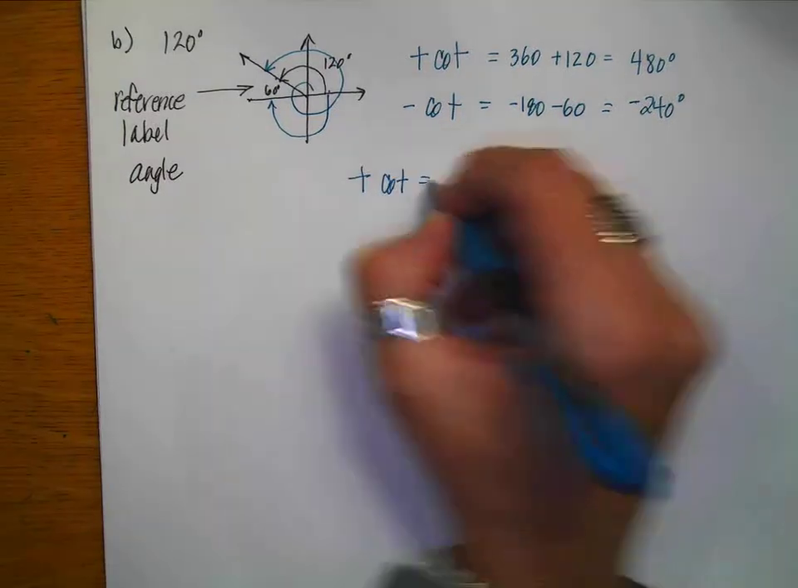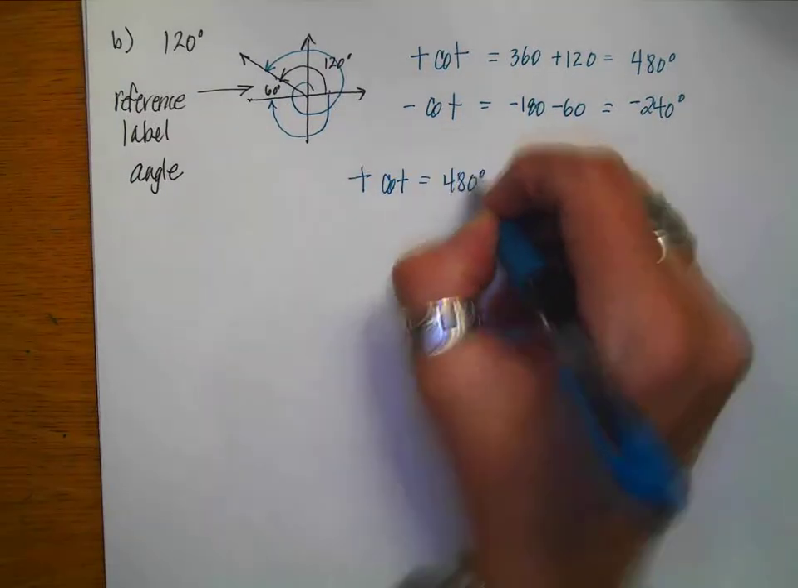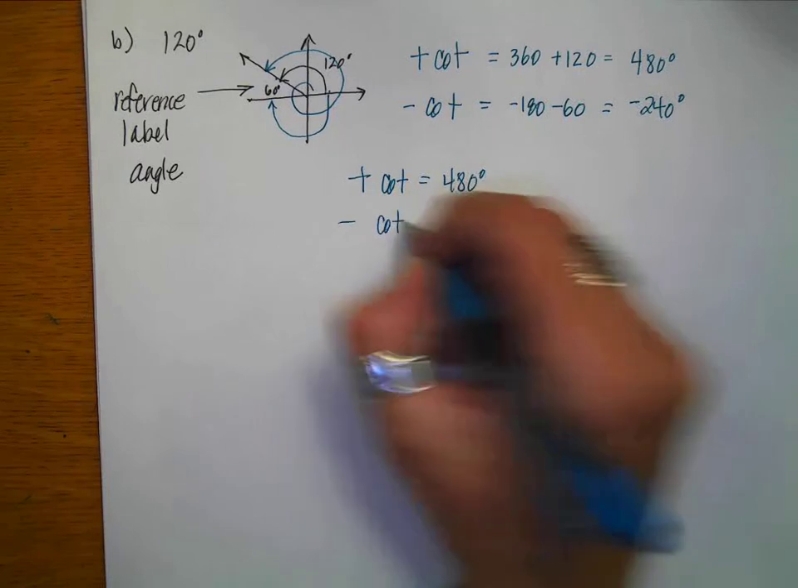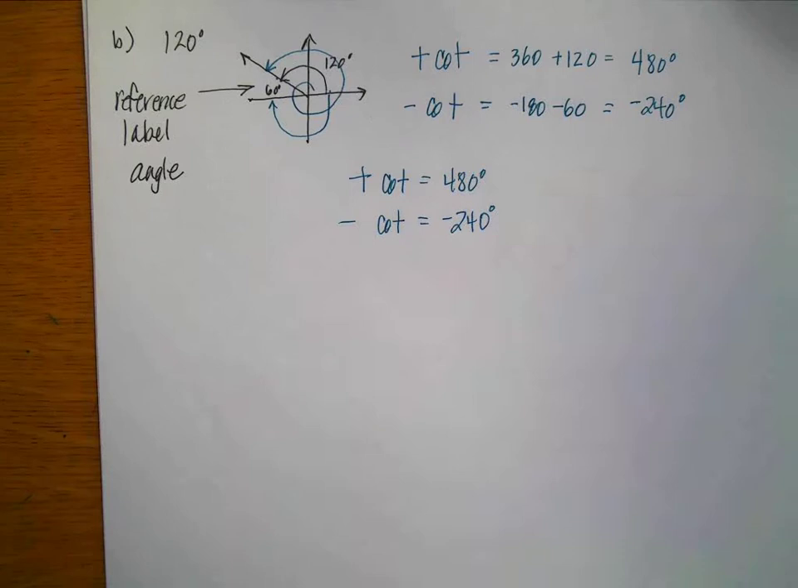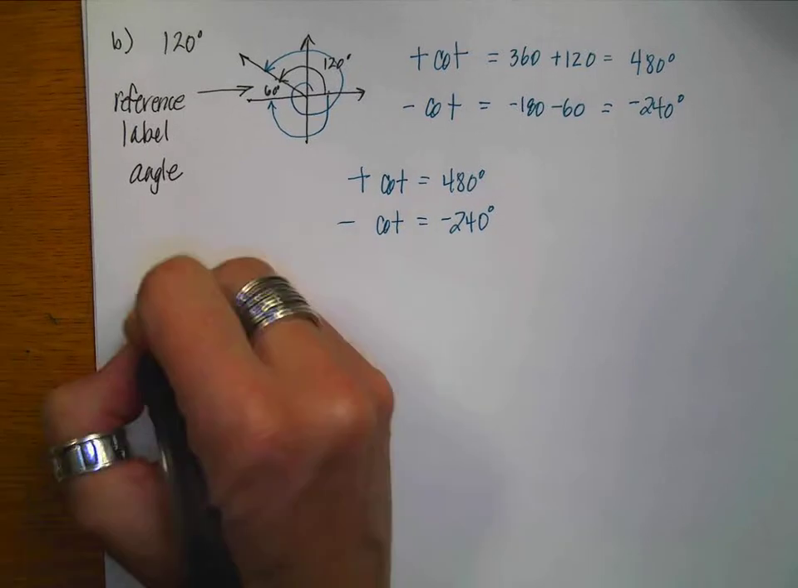So when I report, I would report that the positive coterminal is 480 and the negative coterminal is a negative 240. There's no reason to take more laps than you need to, so just the first is sufficient.